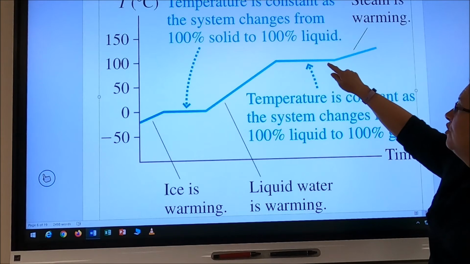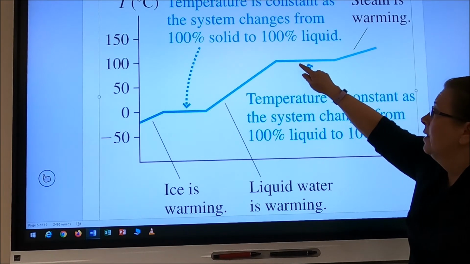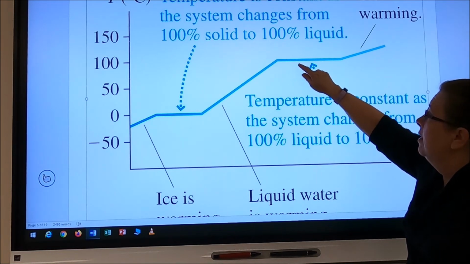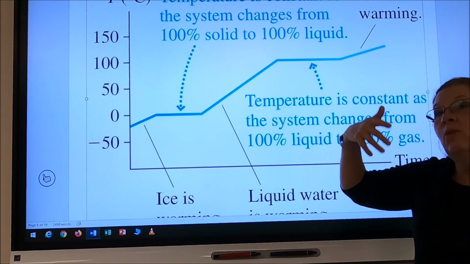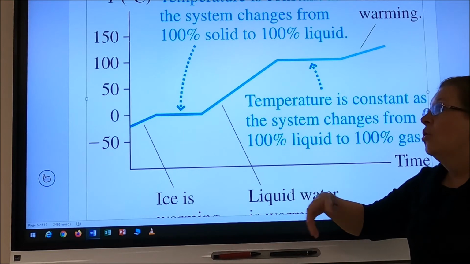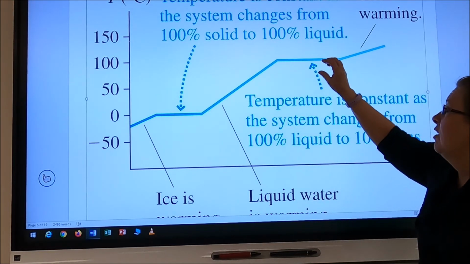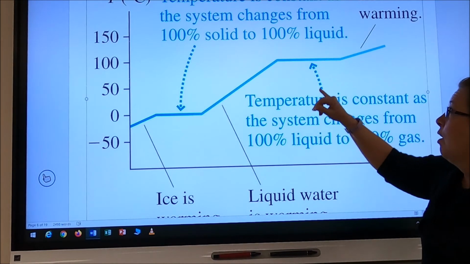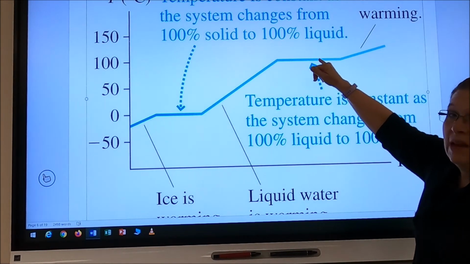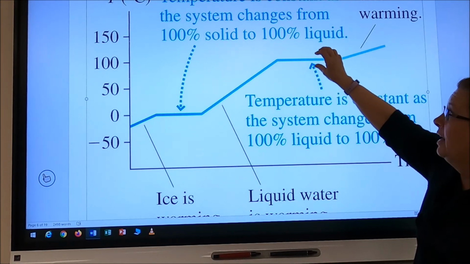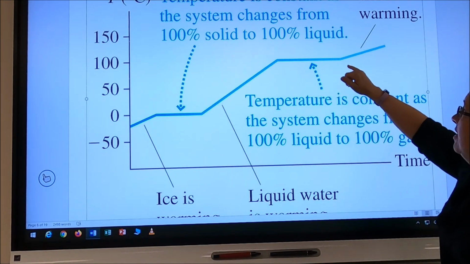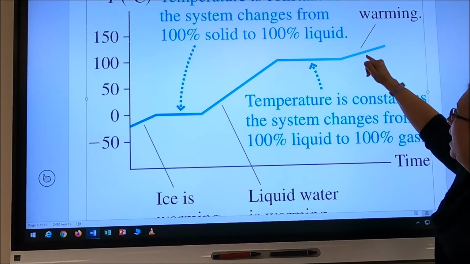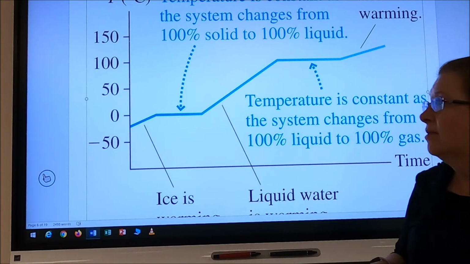Then as we put energy in, okay, the temperature levels off again, and it levels off because again we're having a conformational change. We're changing the potential energy of the system. Things are going from being close together to popping really far apart. So the energy we're putting in is going to change the potential energy of the system, and then once we get it all into the gas phase, the temperature of the gas will increase. Okay?